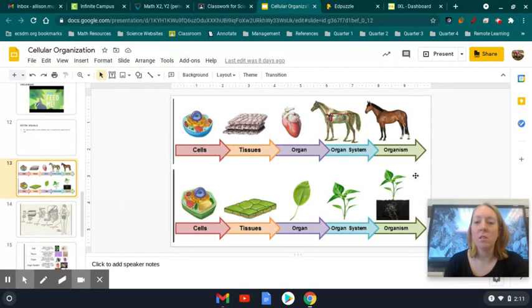Here are some pictures of the progression. Smallest to largest, a cell becomes a tissue, becomes an organ, becomes a system, becomes an organism. Same thing for plants. Plants also have cells that become plant tissue. An organ is like a leaf for them. An organ system is like multiple leaves. And the organism also includes the roots down below. The whole thing is working together.